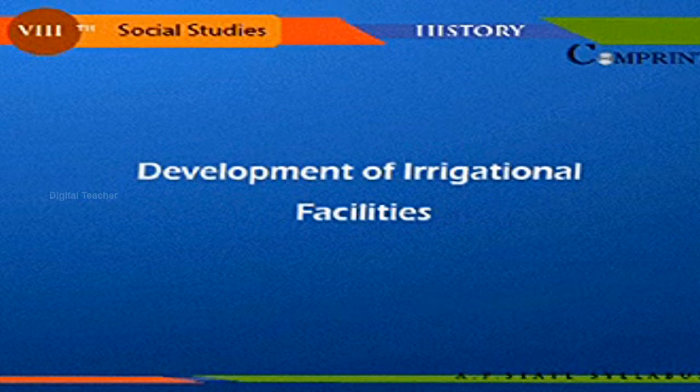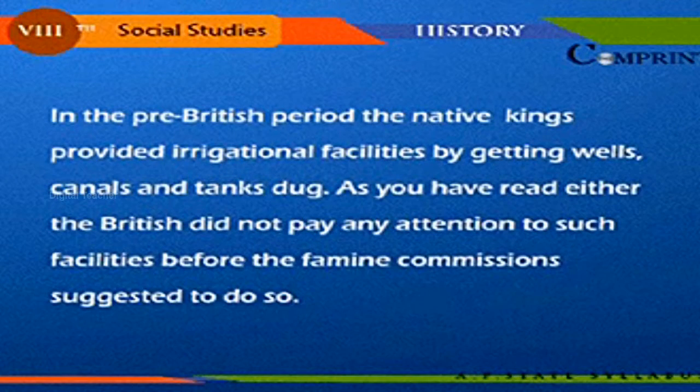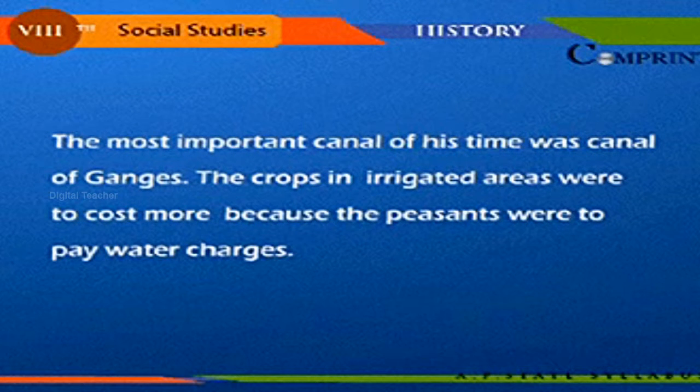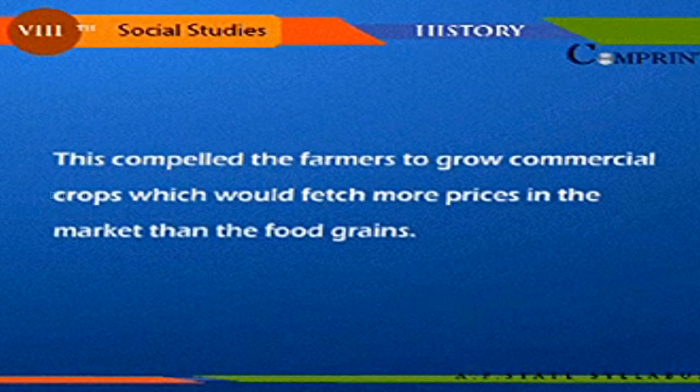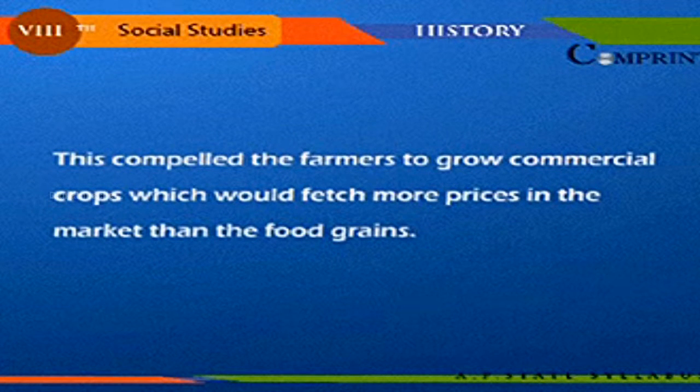Development of irrigational facilities. In the pre-British period, the native kings provided irrigational facilities by getting wells, canals, and tanks dug. As you have read, the British did not pay any attention to such facilities before the Famine Commission suggested it. The most important canal of this time was the Canal of Ganges. The crops in irrigated areas cost more because the peasants had to pay water charges. This compelled the farmers to grow commercial crops, which would fetch more price in the market than food grains.